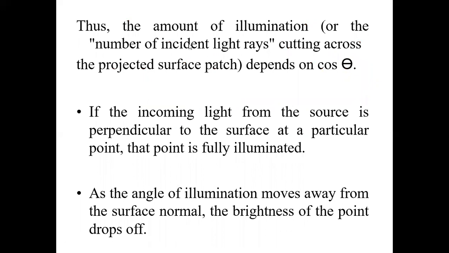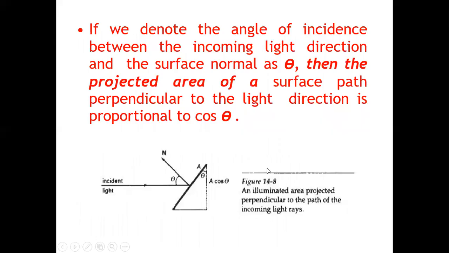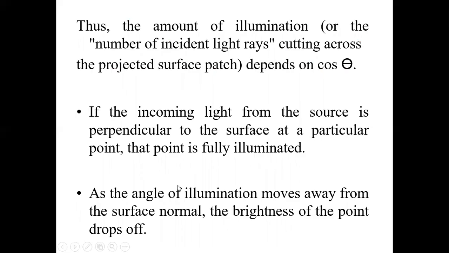So whatever the amount of illumination, or the number of incident light rays cutting across the projected surface path, it depends on cos theta. If the incoming light is perpendicular to the surface at a particular point, then that point is fully illuminated. That means the incoming light is directly hitting the surface.